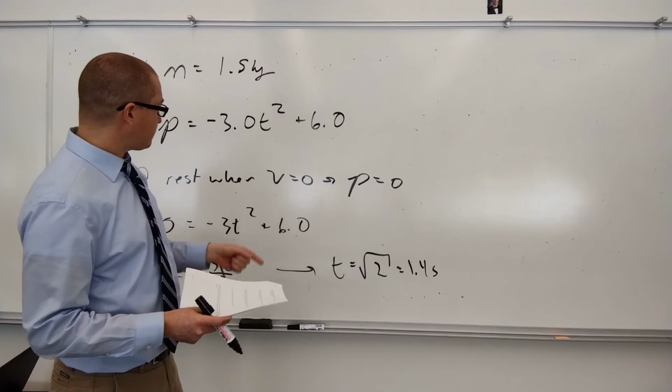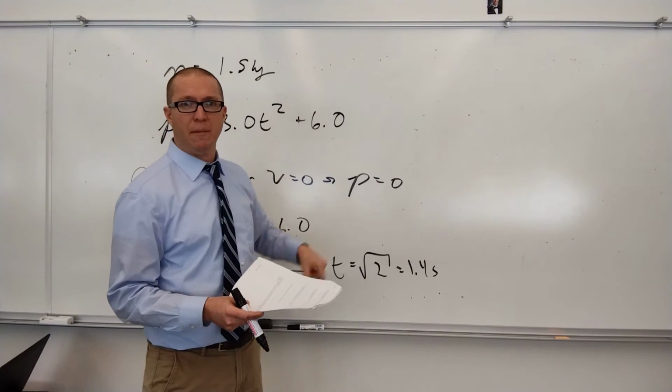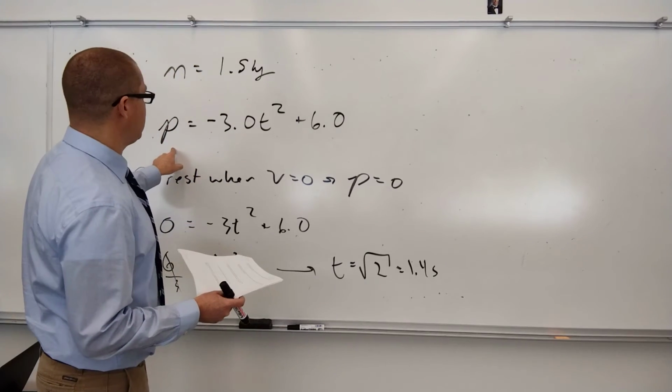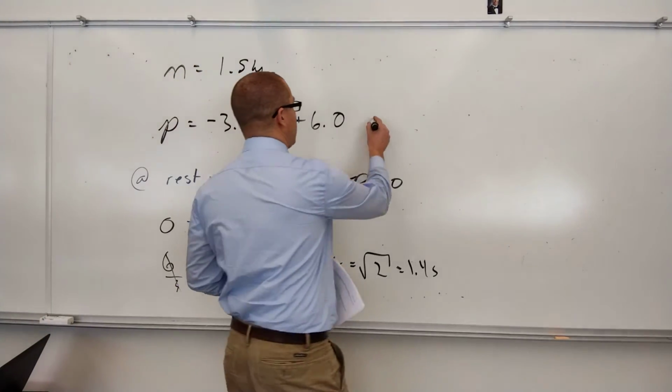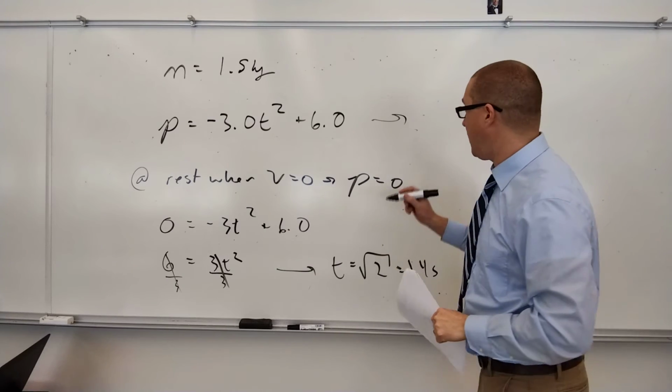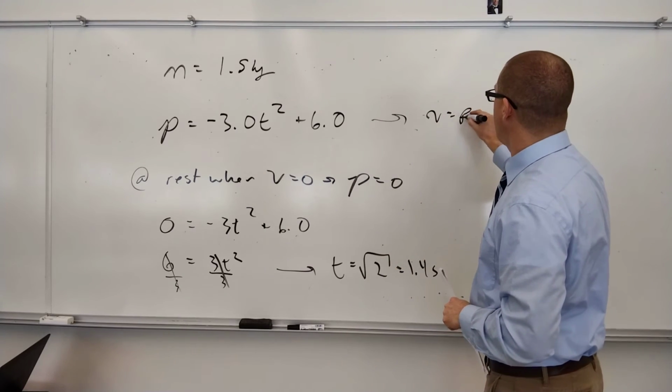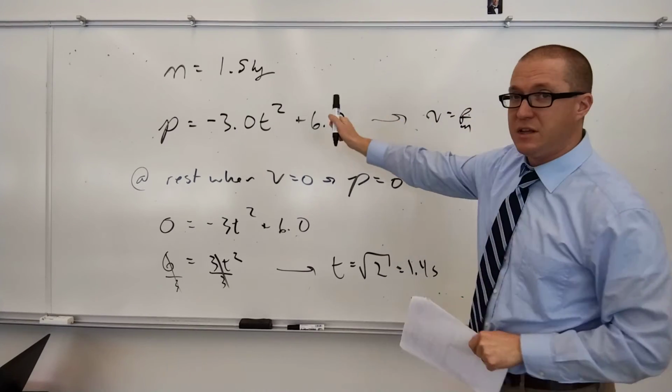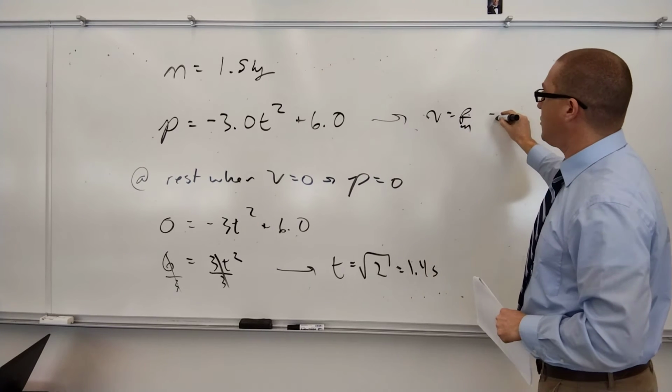Interesting thing, you just divide this whole thing by mass. All right? So if you actually just take this function, velocity equals p over m. You can literally take this function and divide it by 1.5.